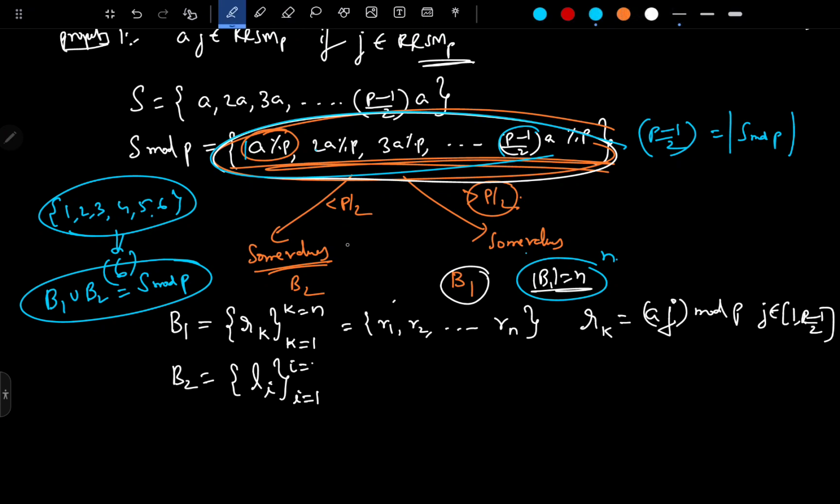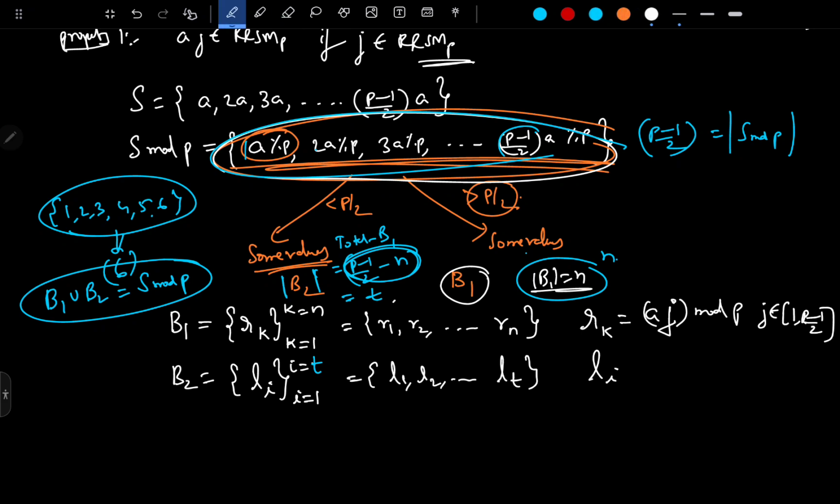This set will have the total elements minus the b1 elements. So how many total do you have? (p minus 1) by 2 minus n. So this is the cardinality of b2. Let's assume this value is some number, say t. Happy. So how will this set look? L1, L2 and so on, Lt.